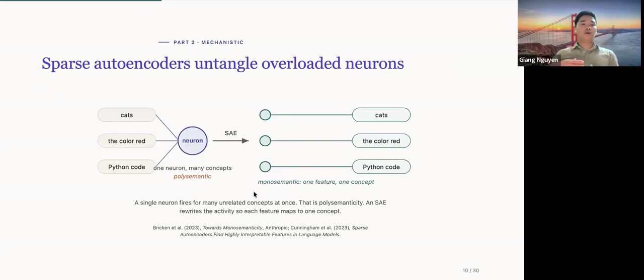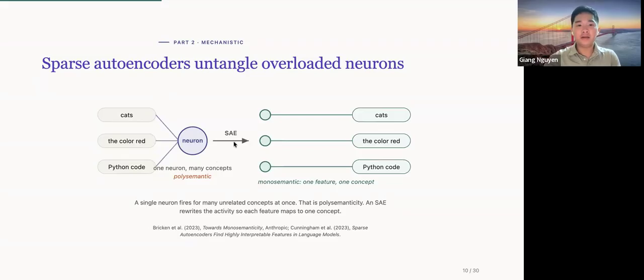Okay, so let's look at a popular and powerful tool for mechanistic interpretability, the sparse autoencoder, or SAE. Here's the problem it solves. A single neuron usually fires for many unrelated things at once. For example, just one neuron in our normal network will activate for cats, for the color red, and for Python code patterns. We call that polysemanticity, meaning a neuron containing many semantics, or many meanings.